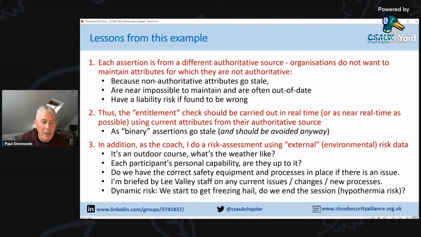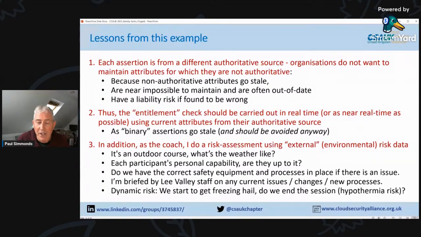And also, as the coach, on top of all of that, I do a risk assessment using external environmental risk data. So it's an outdoor course. What's the weather like? Is little Jimmy actually up to canoeing on this particular course? Do we have the correct safety equipment and processes in place? Am I briefed by Lee Valley staff on any current issues or changes or new processes since I last taught there?